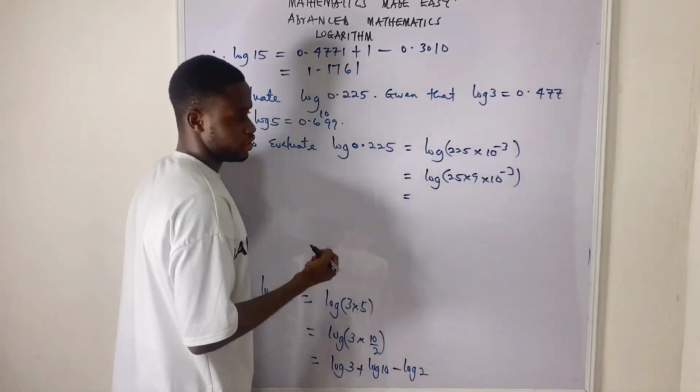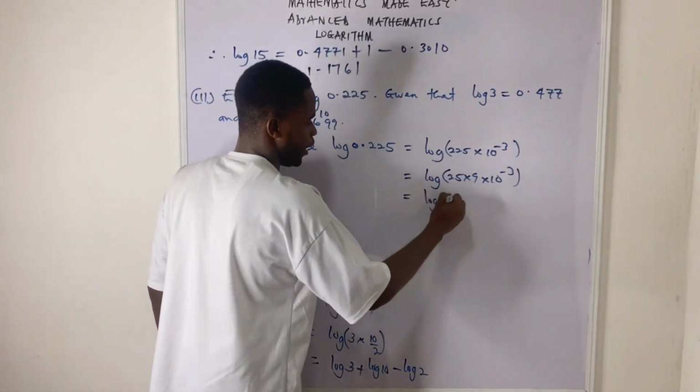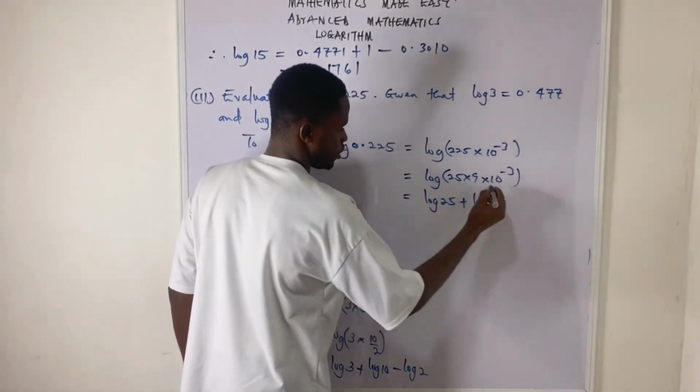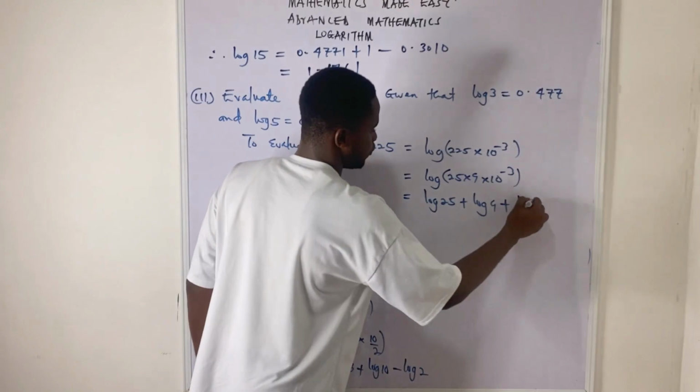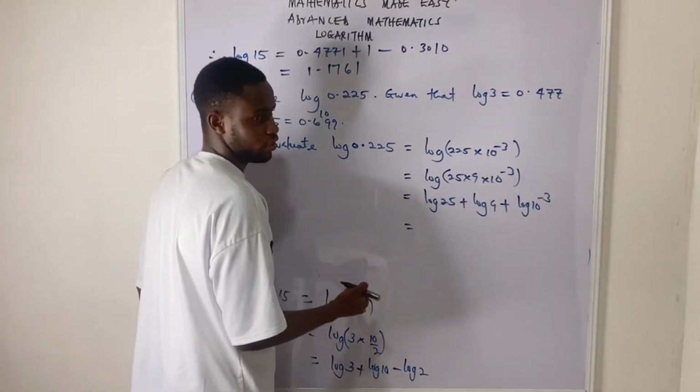So it's very easy to solve. Let's separate. We'll be having log 25 plus log 9. Multiplication will add from that logarithm rule. Then plus log 10 raised to the power minus 3. So we can simplify that by condensing the large numbers.